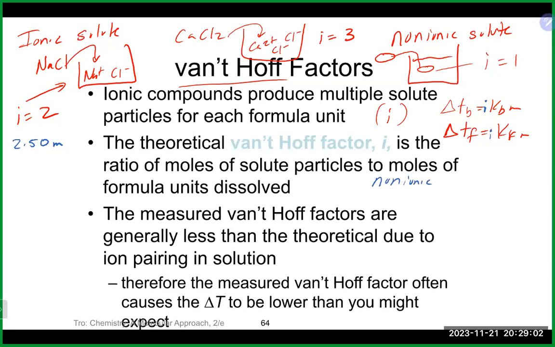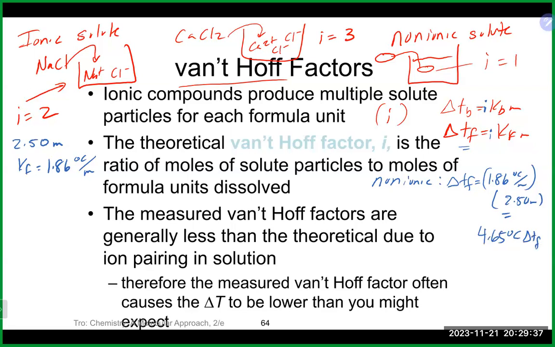we're going to do the freezing point here, where the Kf is 1.86 degrees Celsius per molal, as we will use water. We would calculate our change in freezing point temperature as 1.86 times our 2.5. So 2.5 times 1.86 gives us 4.65 degrees Celsius as our change in freezing point temperature.